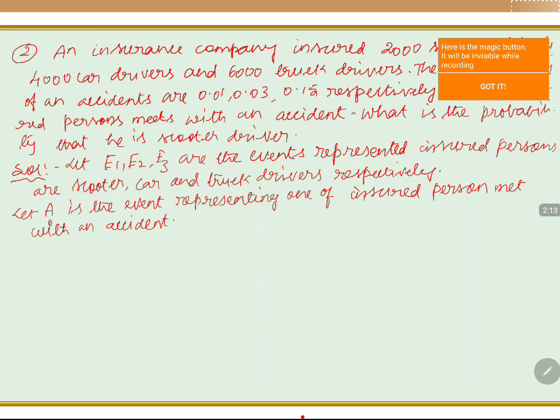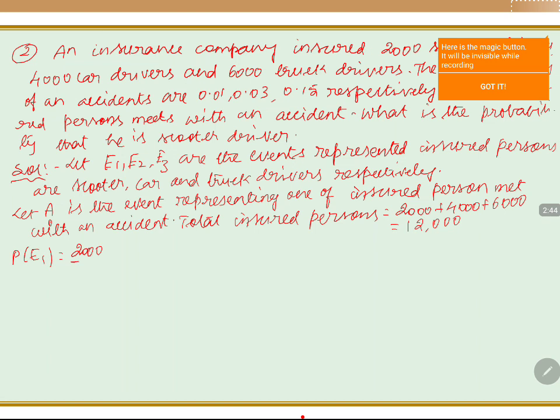Now, first we'll calculate the total insured persons, from scooter, car, as well as the truck drivers. So we'll write it as 2000 plus 4000 plus 6000, so that it makes 12,000. Now we'll calculate first P of E1, the probability of the event where the insured person is a scooter driver. So we'll write it as 2000 by 12,000, which is 1 by 6.